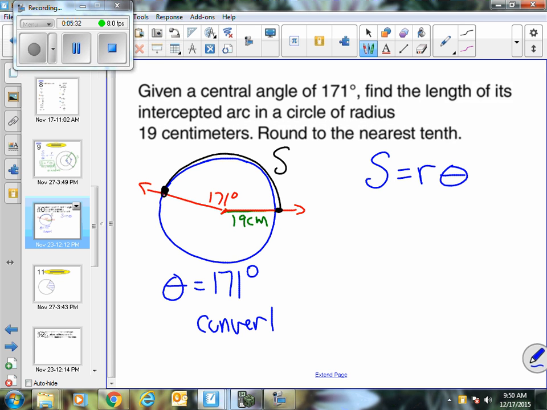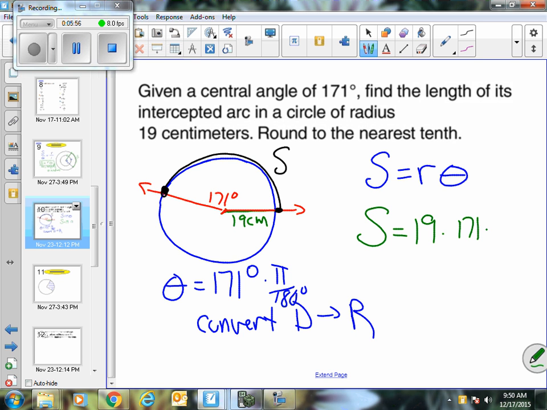So how do you convert degrees to radians? What's our multiplication factor? We'd multiply by pi over 180. So you can do that ahead of time and get what your angle measurement would be. Otherwise, you can just do it right in the formula as you find the arc length, which is what a lot of people do since it's multiplication anyway. So 19, our radius, times 171 pi over 180. And we just go ahead and multiply.